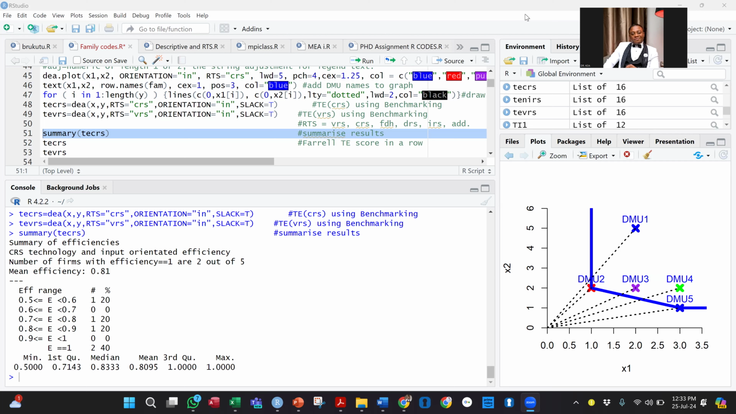Okay, so let's look at the CRS result. Now, remember that these are just 5 firms. So when you run the CRS result and you run the VRS result, they'll give you the same thing. Do you see that there's another thing called slacks equals T? You see that? The slacks is equal to T.